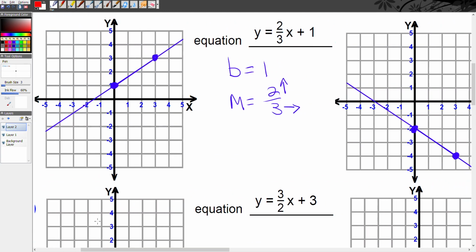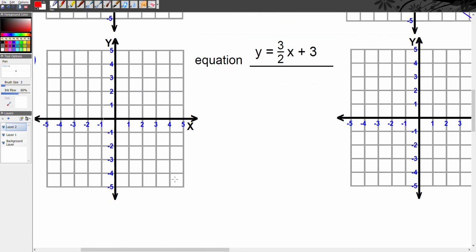Right over here. So let's take a look at this equation here, y equals 3 over 2x plus 3. My y-intercept is positive 3, and my slope is 3 over 2. So I'm going to begin with my y-intercept of 3, so I'm going to put a point here on 3. And then I'm going to move the way my slope tells me to move. It says move up 3 and right 2, correct?